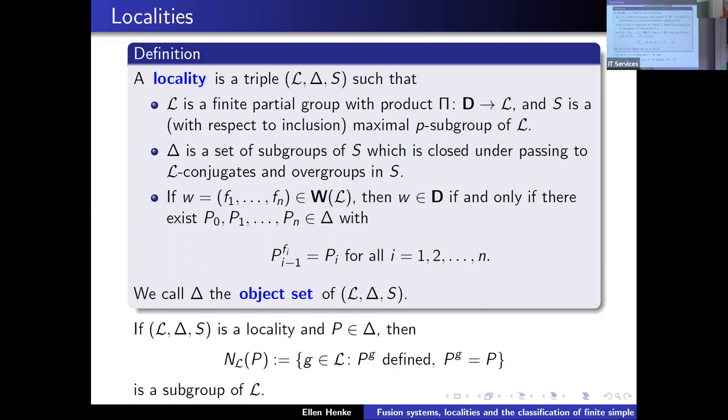If we take any subgroup of S, or any subset of L actually, then we can always in a natural way define the normalizer in L of P. We just take all the elements g such that the conjugate of P under g is defined and it's equal to P. And if P is now an object in Delta, then one can observe, first of all, because of this last axiom, that all the words in the normalizer in L of P are in D. And with a little bit more thinking, one sees that it is a subgroup. So we find all these nice finite groups sitting inside of a locality. So this is already kind of a p-local subgroup, but we cannot do it for all subgroups of S. I will say more about that later.